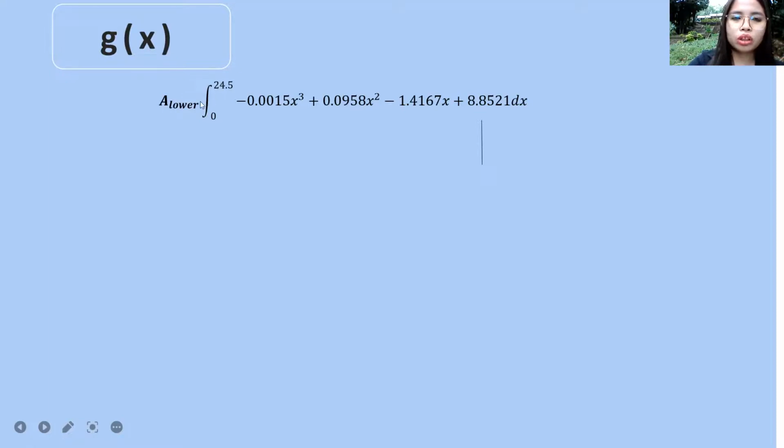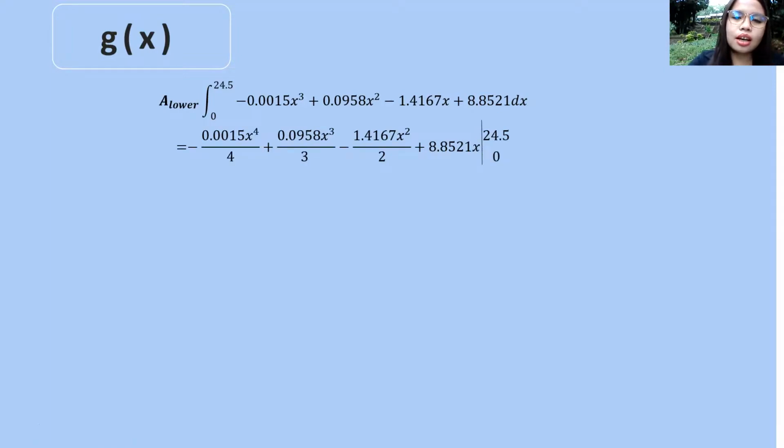So the integral model of the area of our lower curve down to the horizontal line is the integral of negative 0.0015x cubed plus 0.0958x squared minus 1.4167x plus 8.8521 dx from 0 to 24.5.